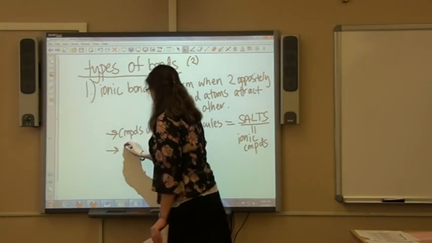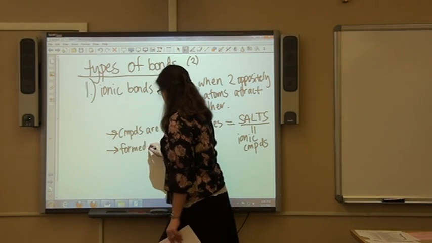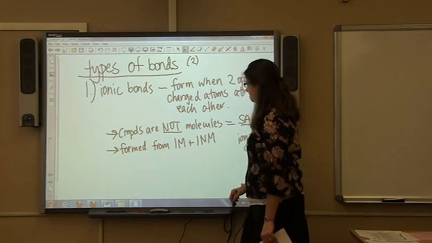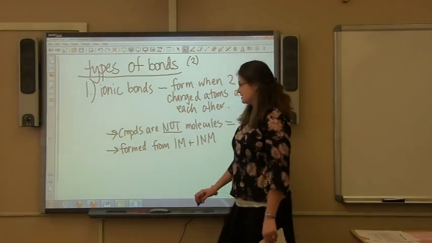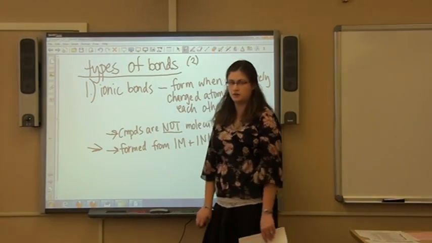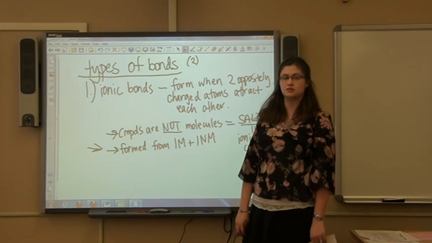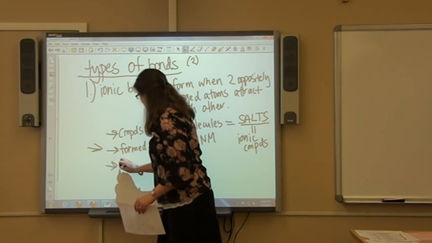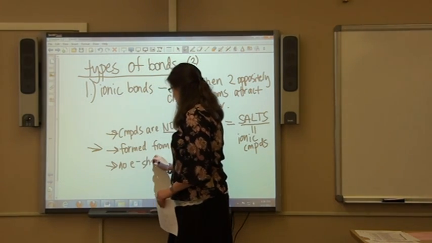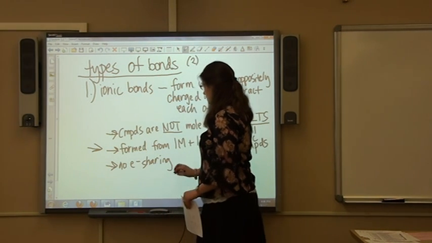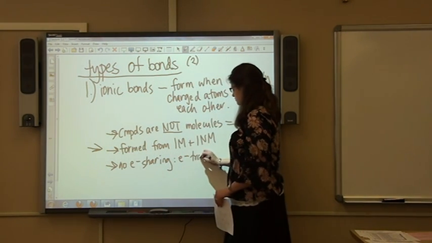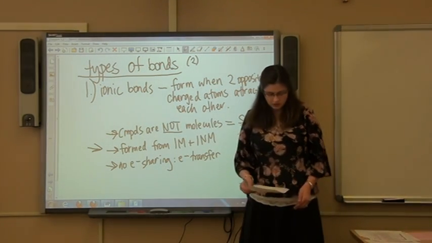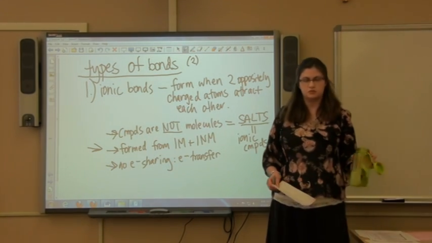Ionic compounds are formed from 1 metal and 1 nonmetal. This is how you're going to identify ionic compounds. Look for when you have a metal and a nonmetal, that's always an ionic compound. There is no electron sharing in an ionic compound, only electron transfer. All ionic compounds are solids at room temperature.